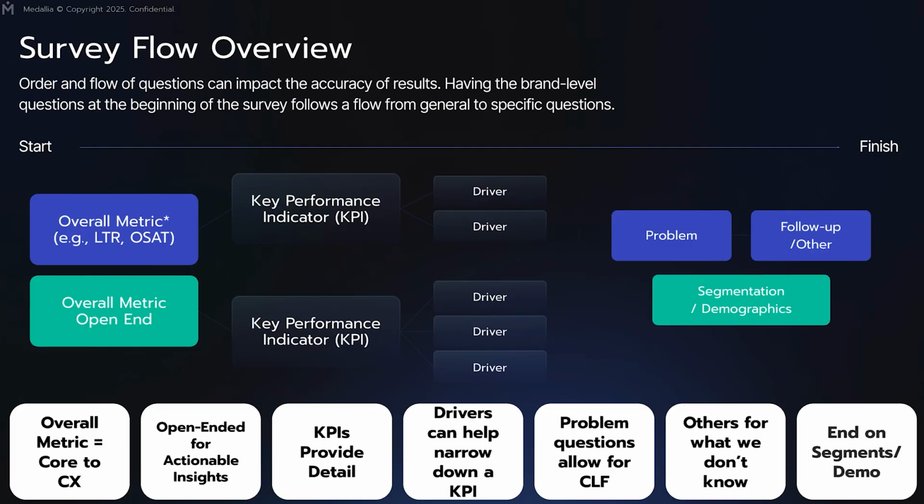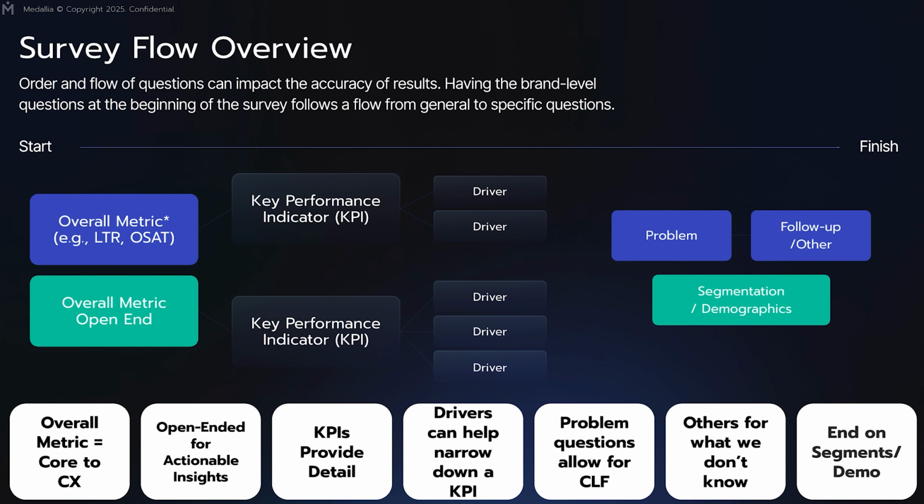Okay, so I talked about survey flow a little bit. Why does it matter? As I said, when you have your overall metric or dependent variable, this is core to the CX question you're trying to answer. So when you care about NPS, that's going to be your first question: how likely are you to recommend? And then we'll convert to the NPS scale afterwards. You want to have an overall metric open-ended question as well, just because that puts a little context around it. We talked about unstructured data already. This is an example of that unstructured data.